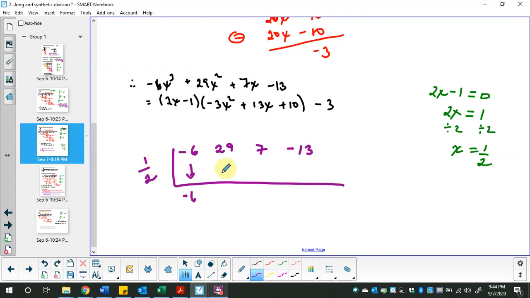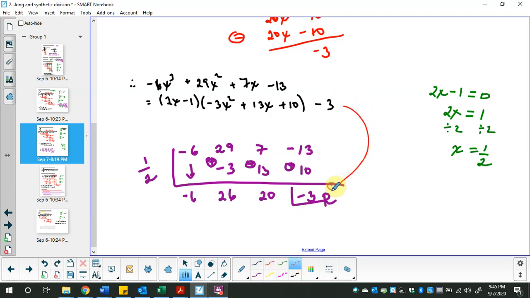So a half times -6 is -3. Add 26. A half times 26 is 13. Add, that's 20. A half times 20 is 10. Add, carefully, that's -3. And that, as always, gets roped up off, and that is your remainder. So if you take a look, the remainder is just fine.